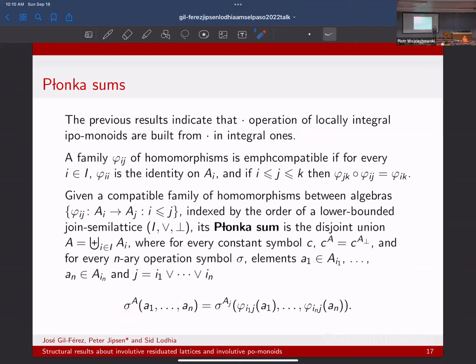And this construction has shown up in many different places, and this is a categorical description, so it's a very categorical construction. This property of compatibility is just saying that the family is given by a functor.